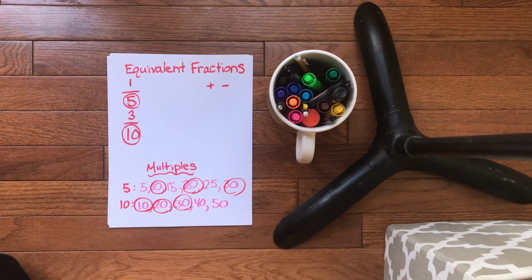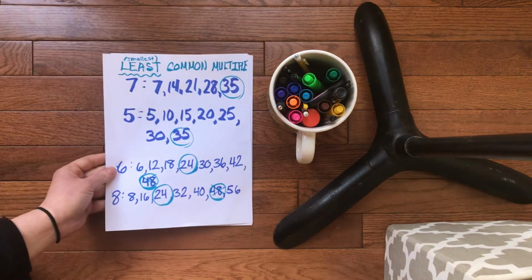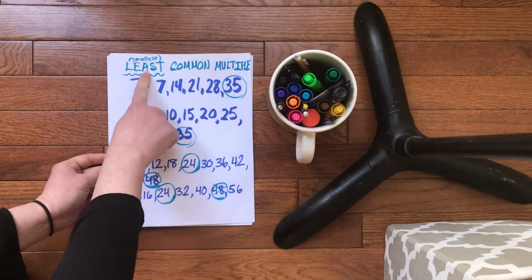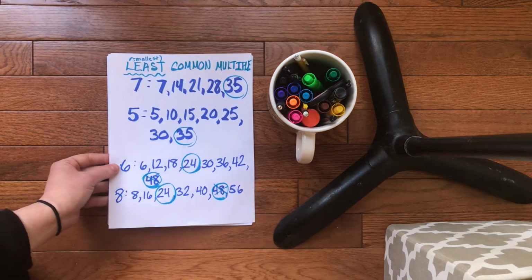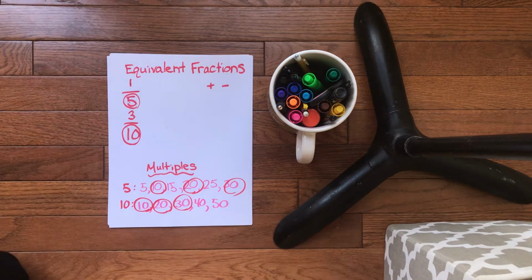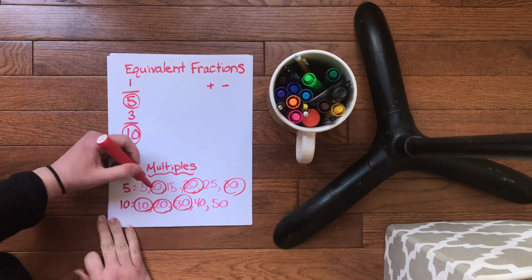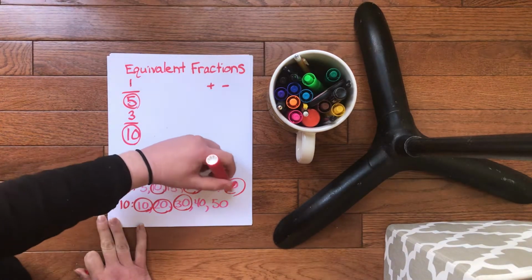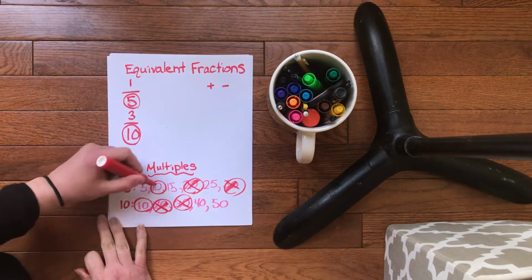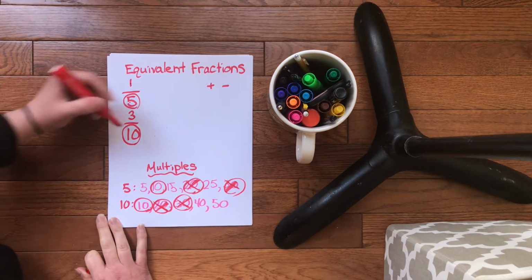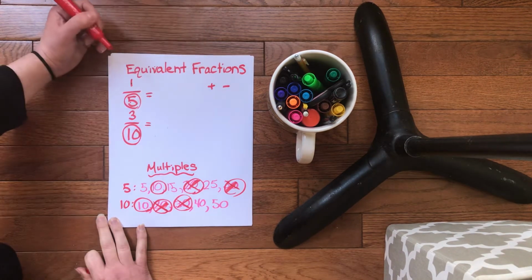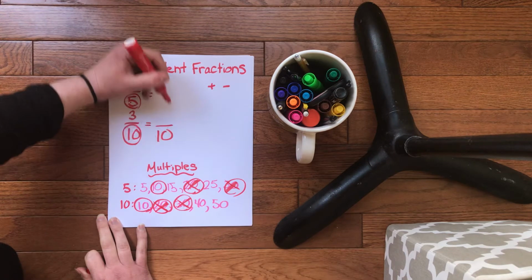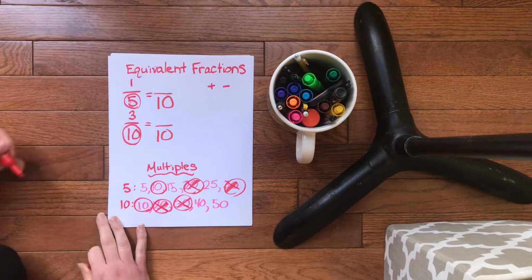Which one should I choose? Remember back from earlier? Remember our lesson where we had to find the least common multiple? Well, we still have to do that. Which one is the smallest? I think 10. We're going to cross these out and we're going to stick with the number 10 because it's the smallest. So I'm going to come back up here so I can make my equivalent fractions. I'm going to put both denominators as 10.